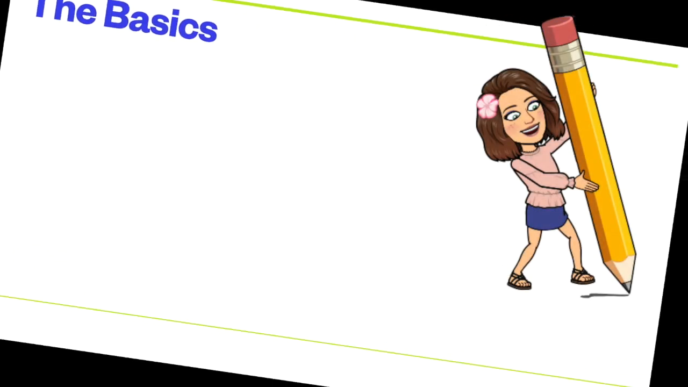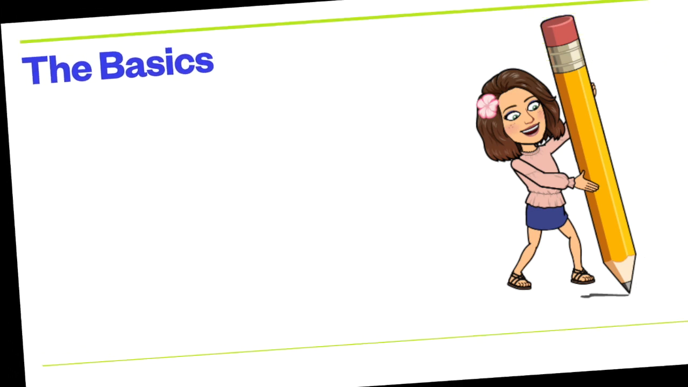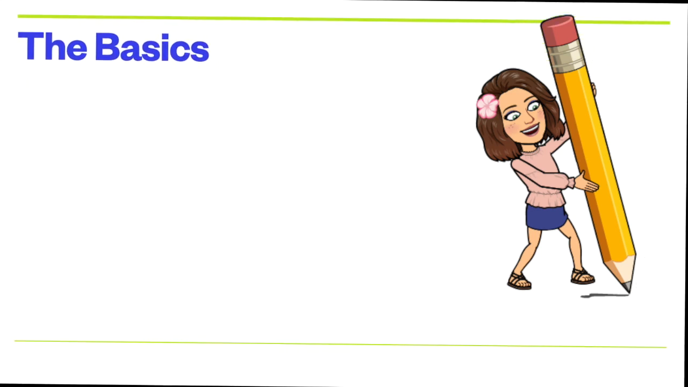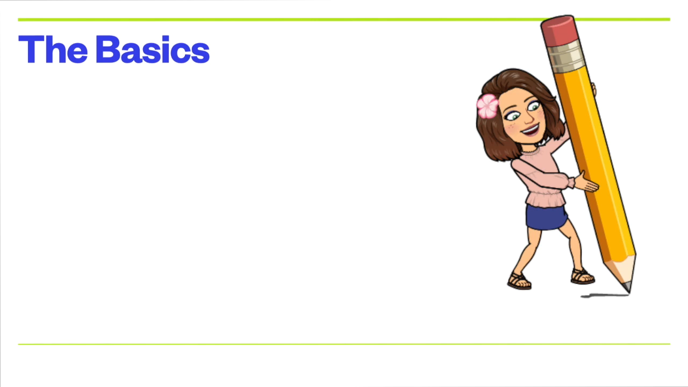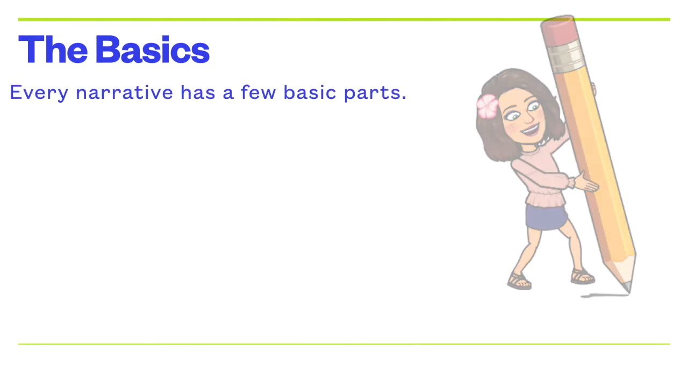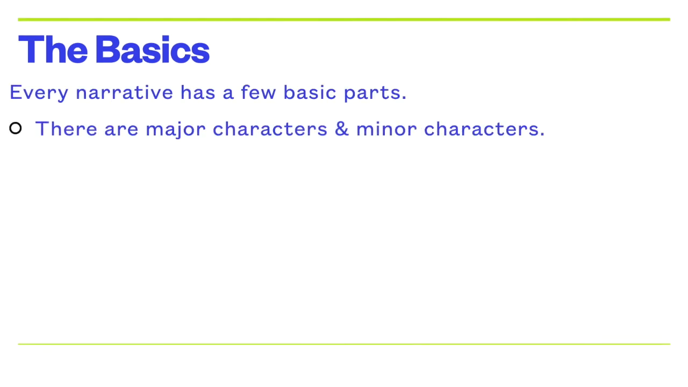Every single narrative on the face of the planet, every story you've ever heard, has some basic elements that are in place that make it a good story. The first thing is that there are major characters and there are minor characters. A story with just one character gets pretty boring pretty fast, so we need major ones we're focused on and minor ones that kind of move the story along.